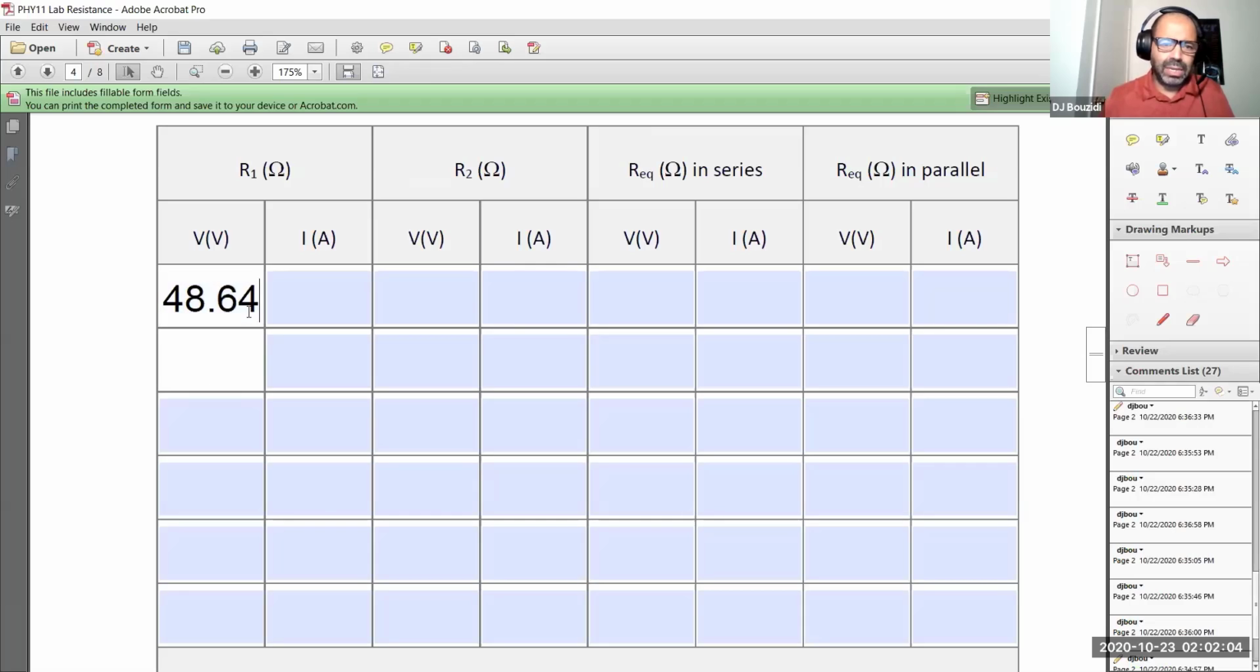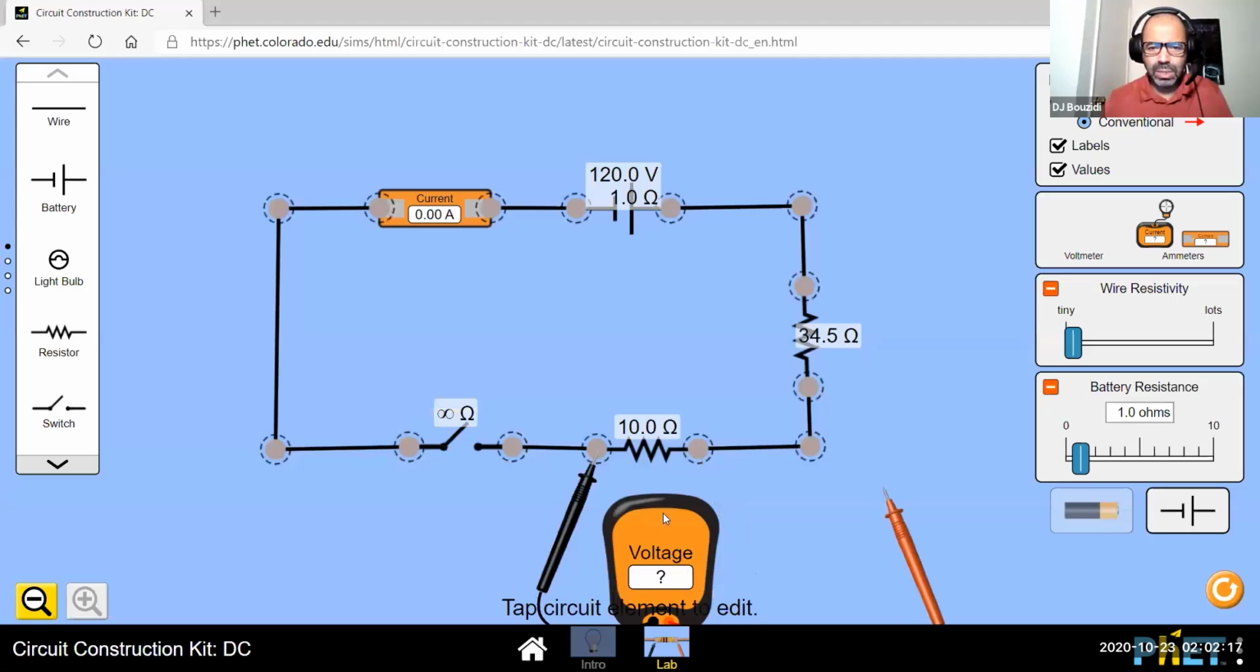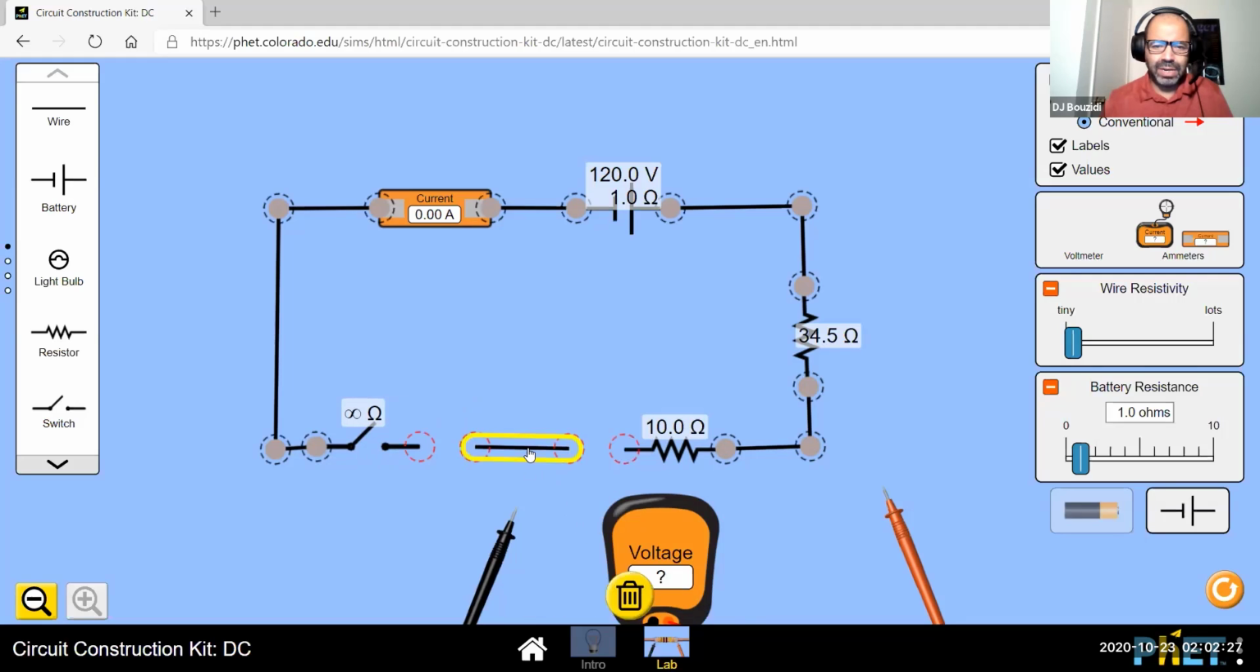Now we're going to come back in here and do the R equivalent when I have the two of them in series. So for that, I'm going to share the screen again to put those two in series. So I'm going to remove this voltmeter from here. I'm going to push this one a little bit to this side. I'm going to disconnect it from here, disconnect it from here, and throw this one in the trash, okay?